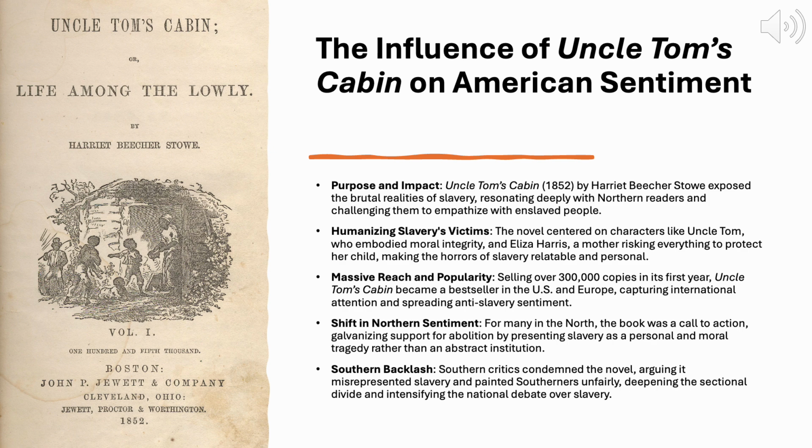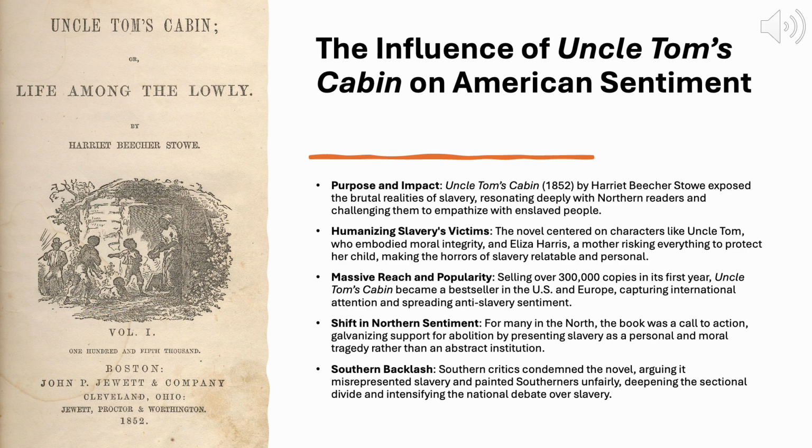The book sparked widespread public discourse, and Stowe became a significant voice in the abolitionist movement. Southerners, however, reacted with hostility, claiming that Stowe's depiction of slavery was exaggerated and unfair. They argued that the novel misrepresented the realities of the institution and painted Southerners in an unduly negative light.